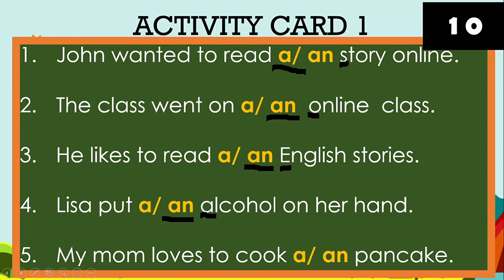Great! Now for the last number. Number 5. My mom loves to cook blank pancake. What are we going to use? Is it A or AN? Comment your answer. And the correct answer is A. Why A? Because the first letter of the next word is P, which is a consonant. My mom loves to cook a pancake.